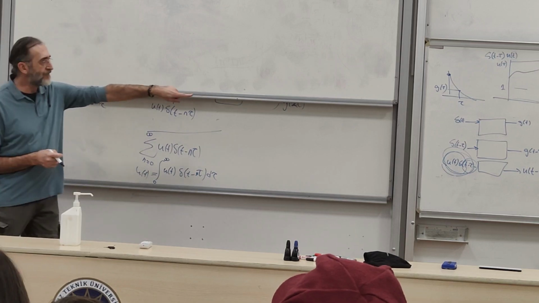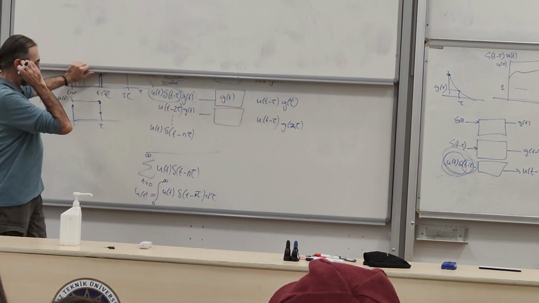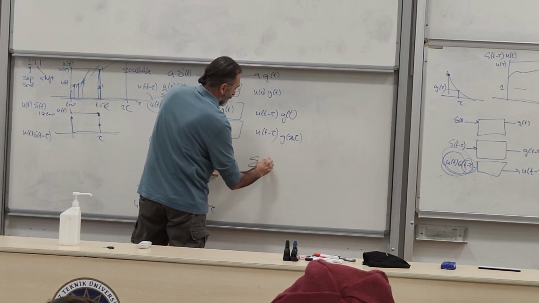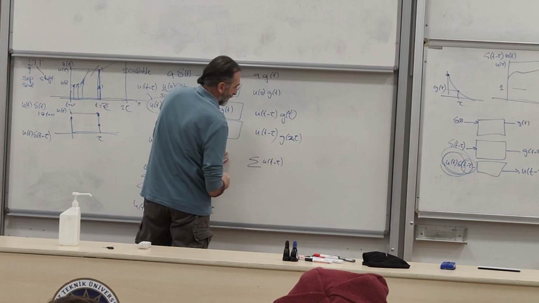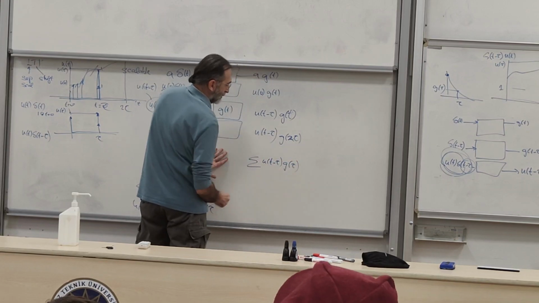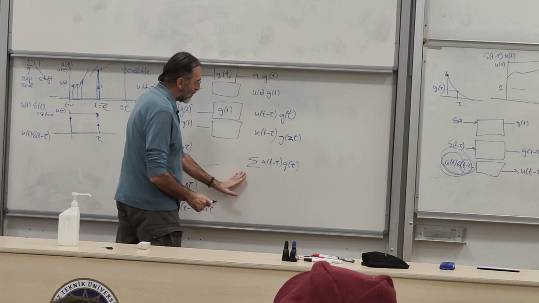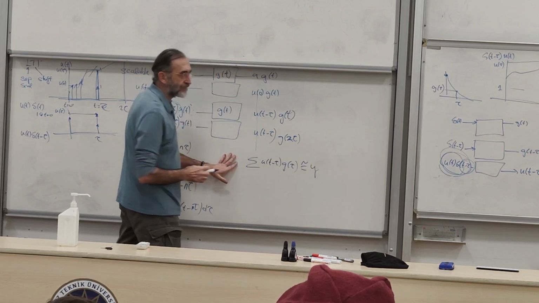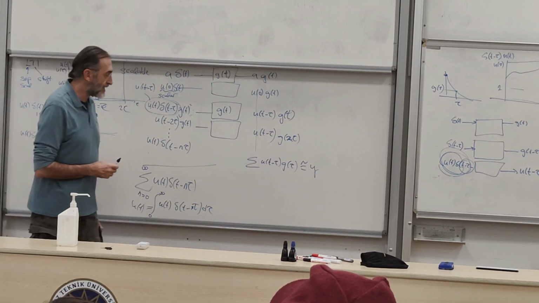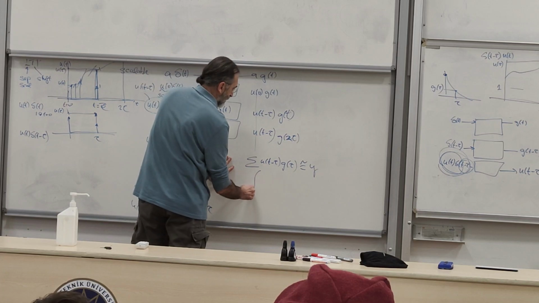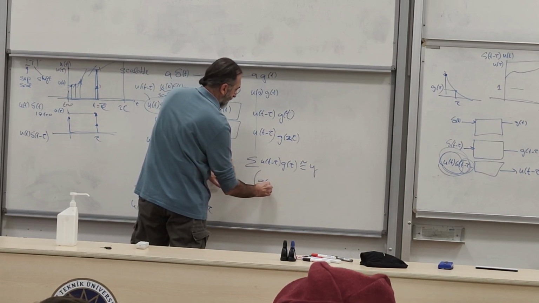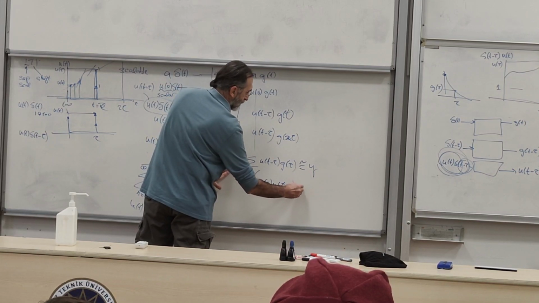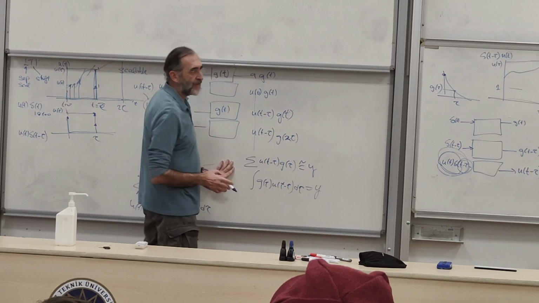So, on the other hand, what I have as the output is these. The summation of u of t minus tau, g of tau. Sum all of them up, I get almost the one. But if I take this integral now, g of tau times u of t minus tau d tau, I'm going to get the exact one.